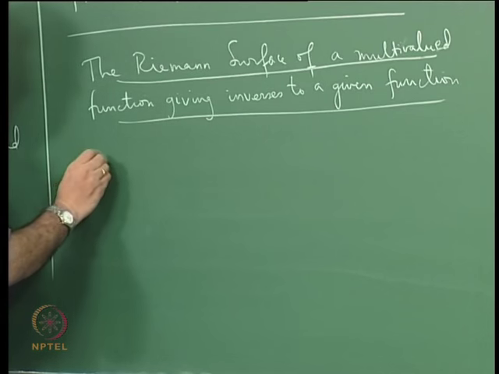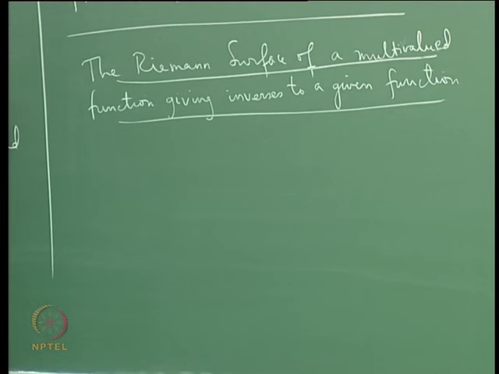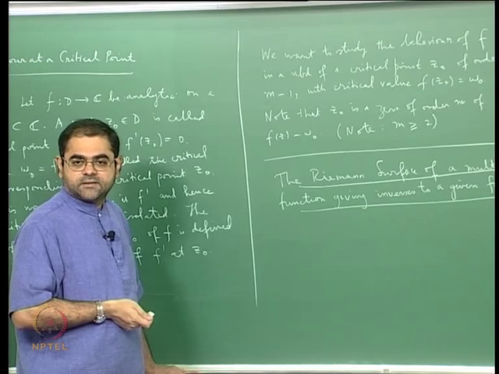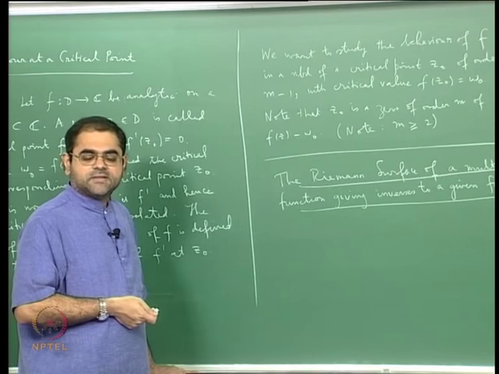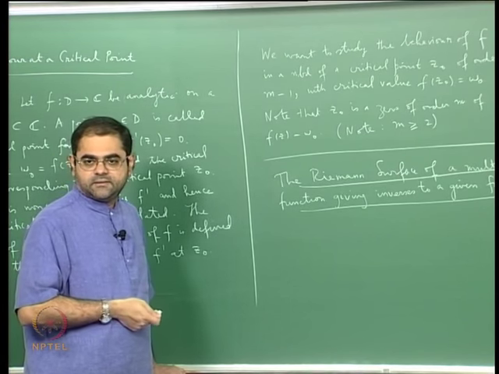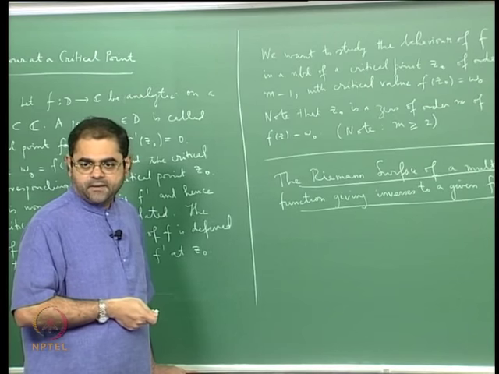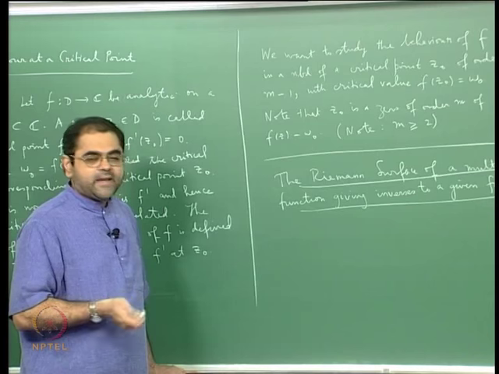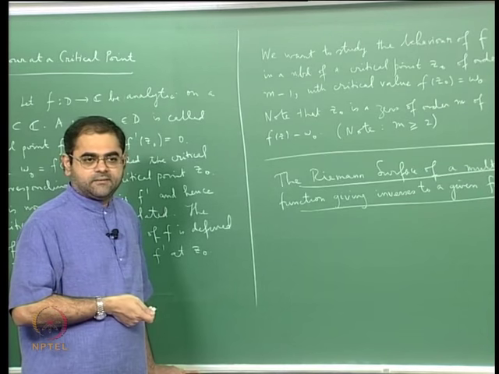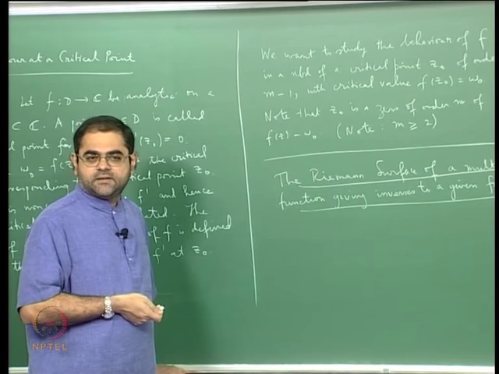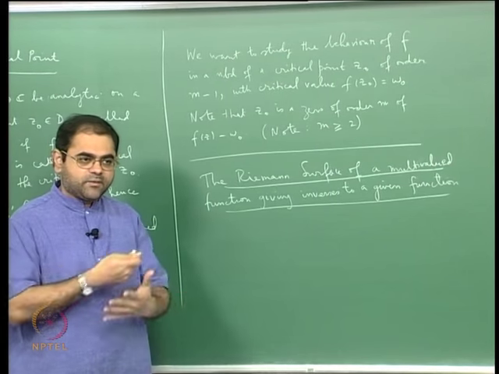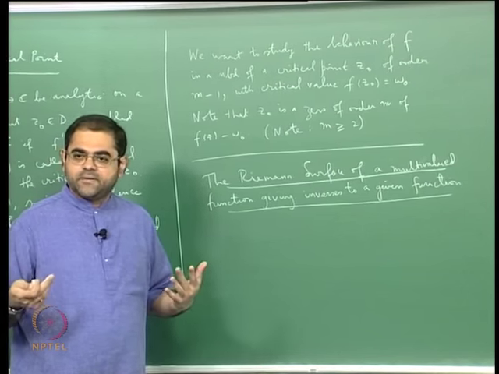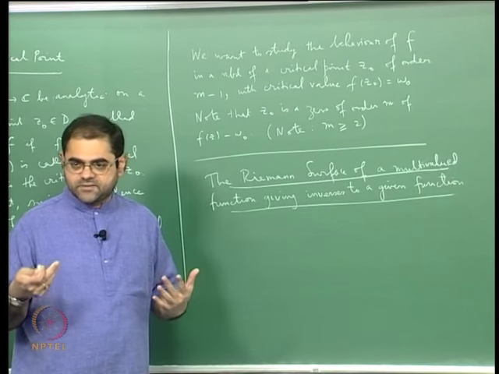So I'll start with basic examples. The first one is the logarithm, which is the inverse to the exponential function. And then I will look at the power function, z going to z power m. Why I am looking at the logarithm first is because that is the source. If you understand that the logarithm has different branches, and you understand how to define these branches, then you can define branches for many other functions just using the logarithm. For example, for the power function.